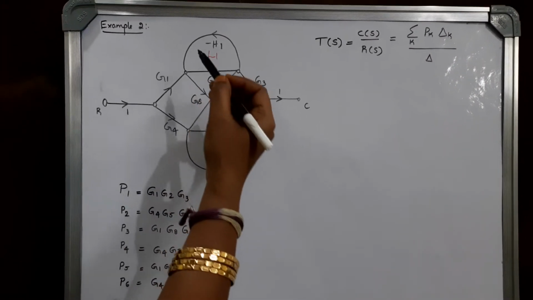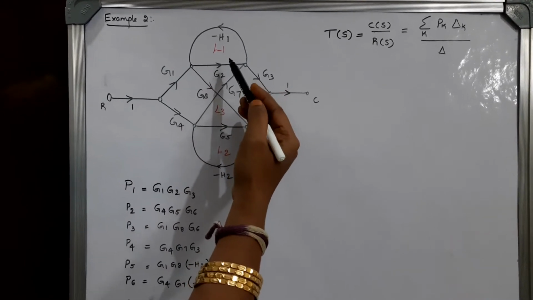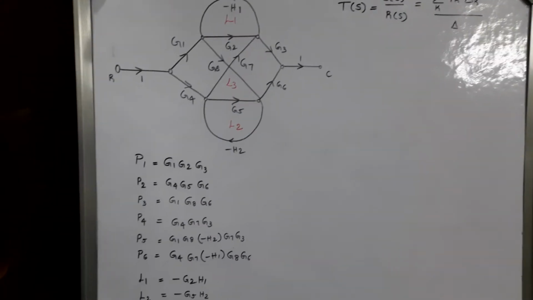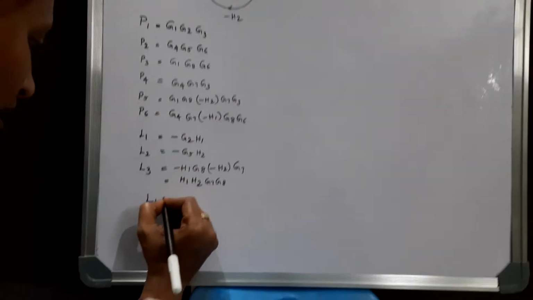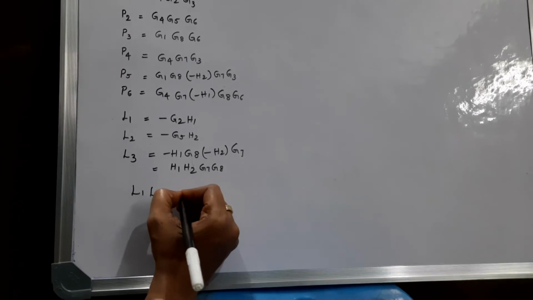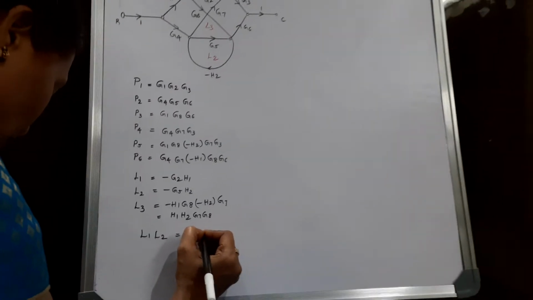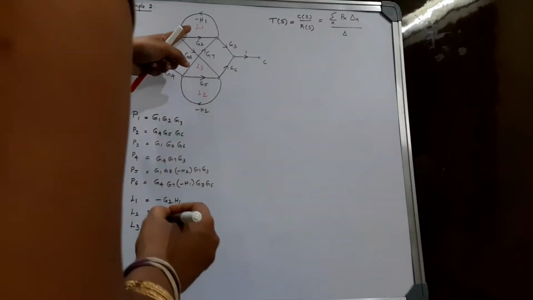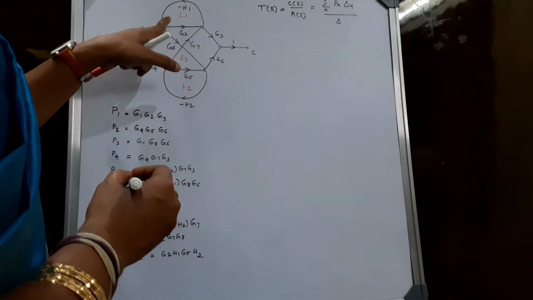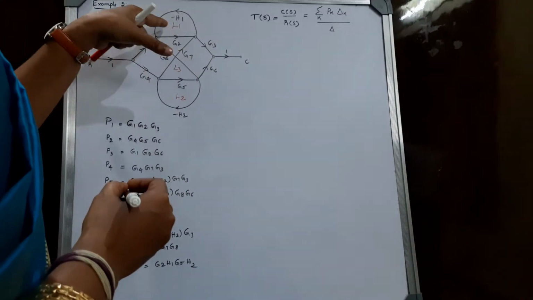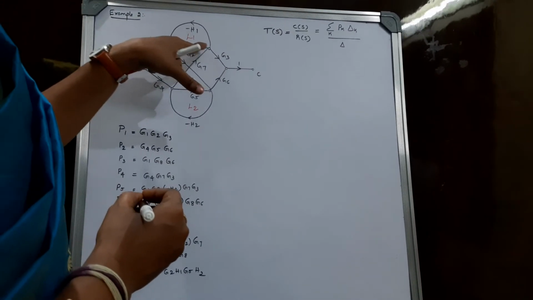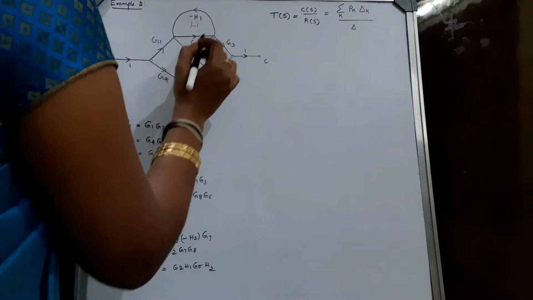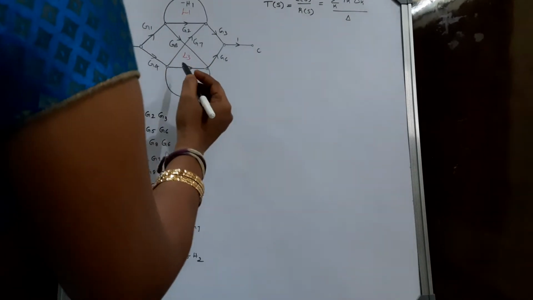So first, the minimum required is 2 loops taken at a time which are not touching each other. L1 and L2 are non-touching. So I can write this combination, loop 1, loop 2, as non-touching to each other. Next, I can take a combination of L1 and L3. Obviously we can see that this loop and this loop do share the common nodes here as well as here.